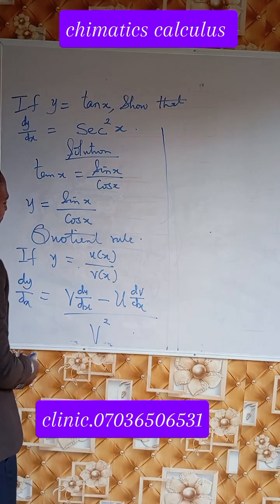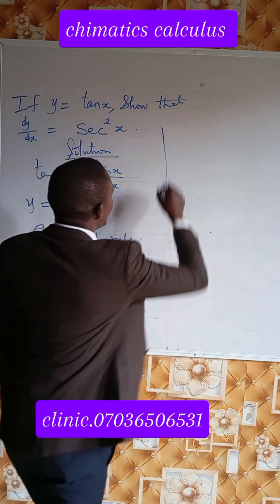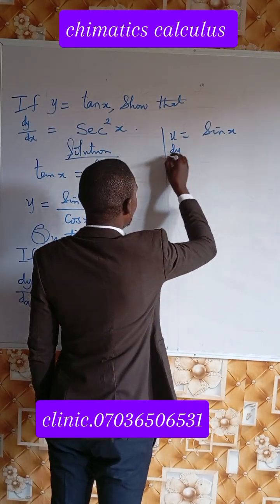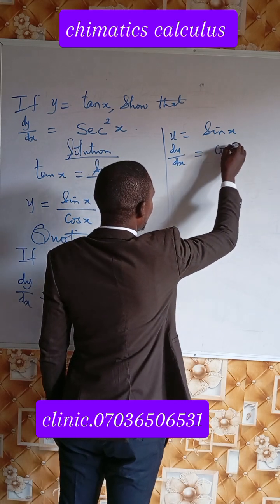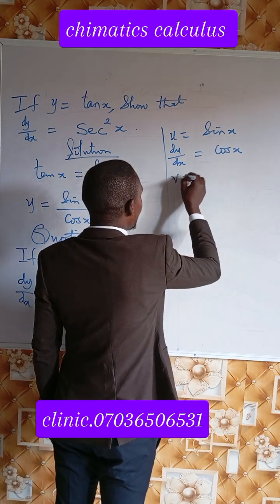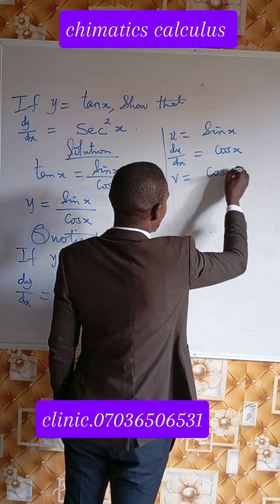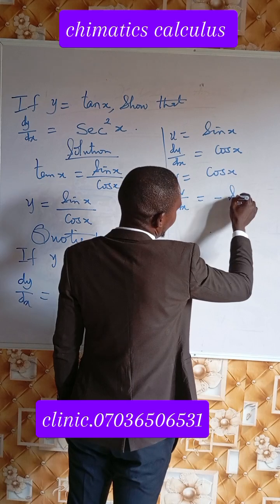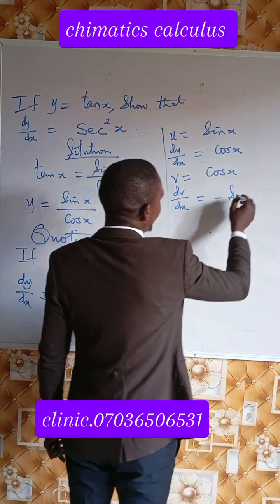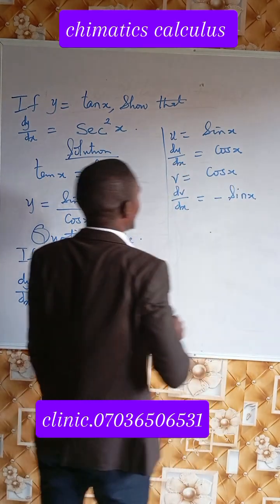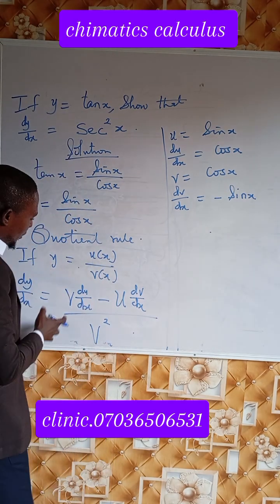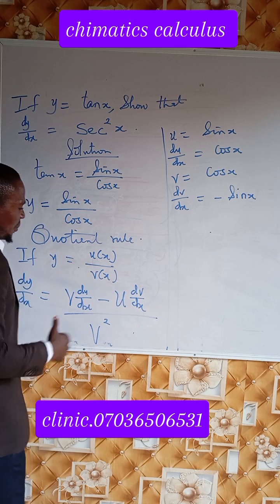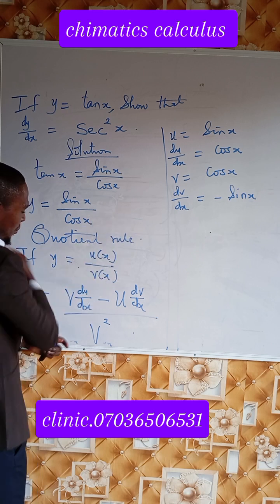What is our u? Our u here is sin x. du/dx is cos x. Now v is cos x. dv/dx is minus sin x. Good. Now we've gotten our du/dx and dv/dx. Let's put them into the rule, into the equation.